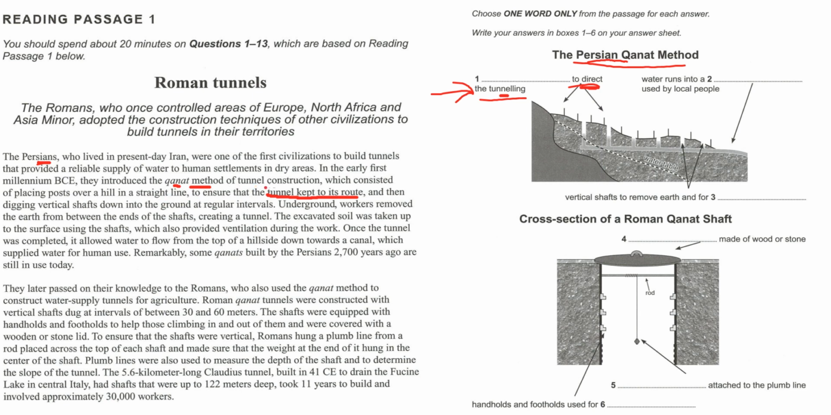They introduced the Qanat method of tunnel construction, which consisted of placing posts over a hill in a straight line. Why? To ensure that the tunnel kept to its route. So what did they do to make sure that it's going in one direction? They introduced, or they put what? Posts. So the answer is here, posts. So I'm just going to type it here. Okay, we're done with number 1.